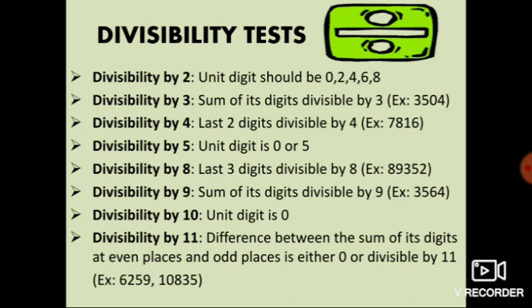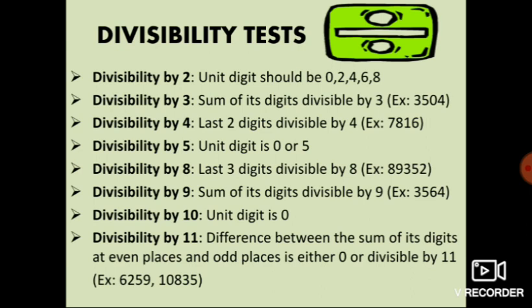To check the divisibility by 11, we have to consider the sum of even digits and odd digits and find the difference. It should be either 0 or divisible by 11. As an example, let us consider the first one, 6259.